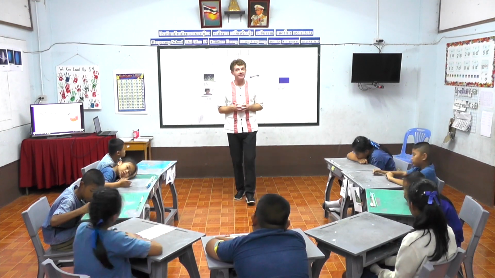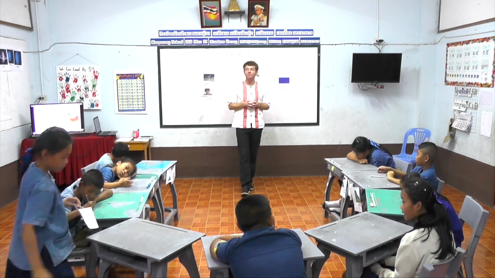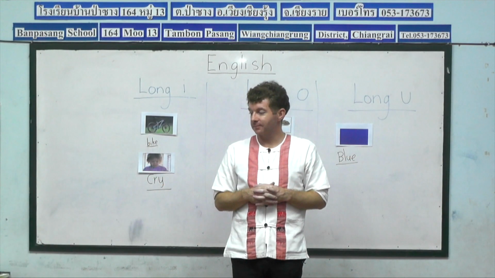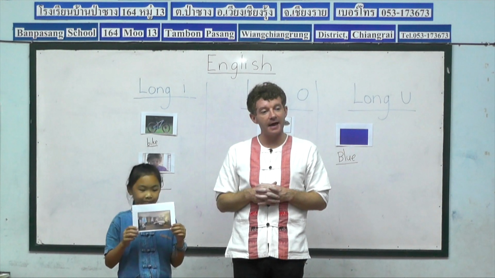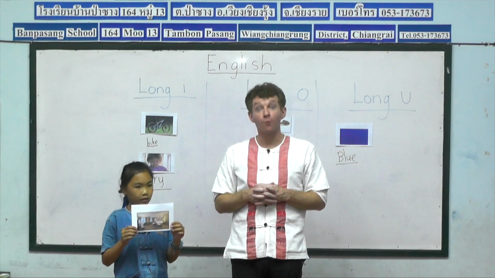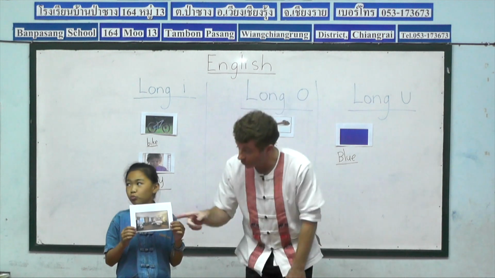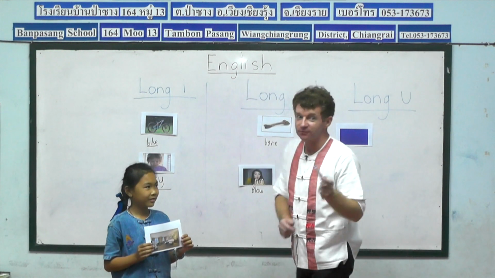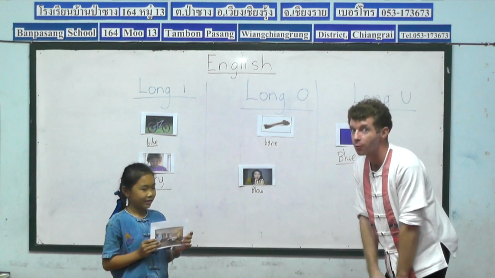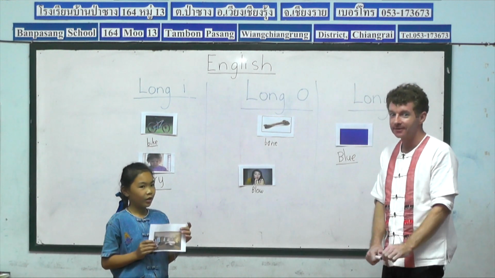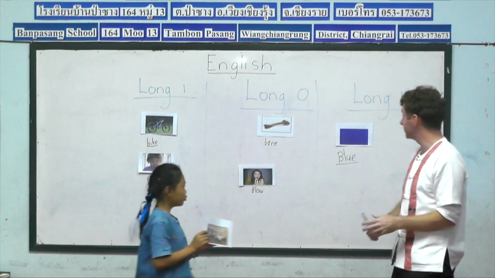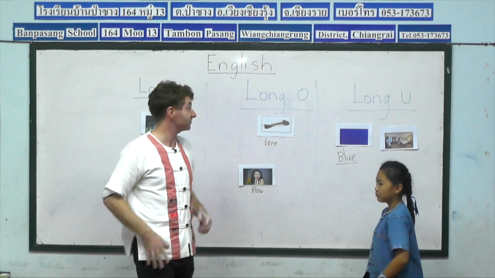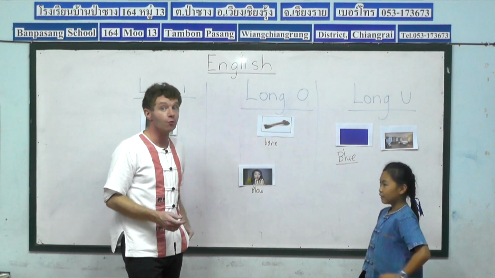And now it's Nadia's turn. Nadia, come forward and show the class your picture. So what can we see in the picture, guys? Room. Well done. We can see a room. So now Nadia will demonstrate which column do we place room into, guys? Long U. Yes. So Nadia, you can place it there. And then we'll ask Nadia to spell room.